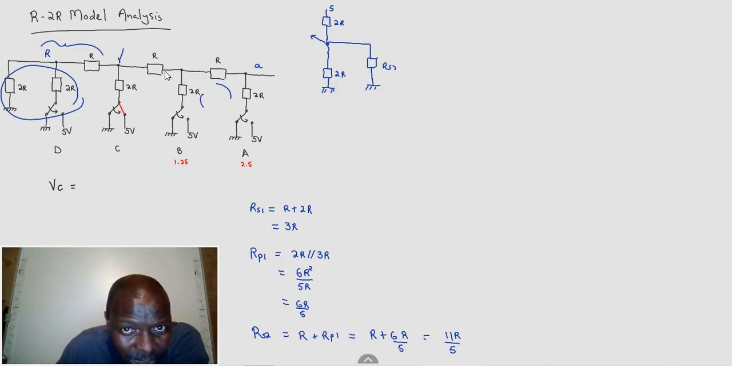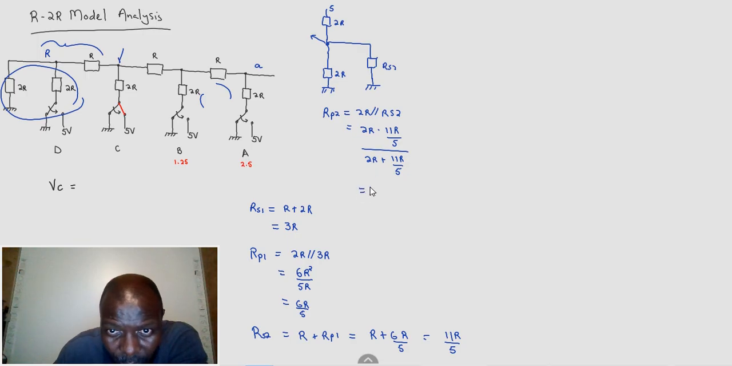After doing this set here, we have to do R parallel. So R parallel, which I'll call R parallel 2 now, is for this set here. It is going to be equal to 2R parallel to R series 2. It's getting long. That's why I said it's a nightmare. Now this is 2R times R series 2, which is 11R over 5. All over 2R plus 11R over 5. Remember, it is product over sum.